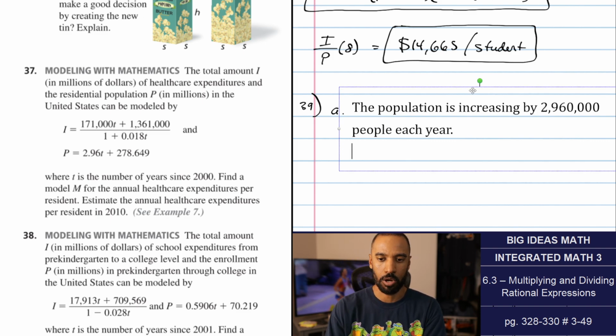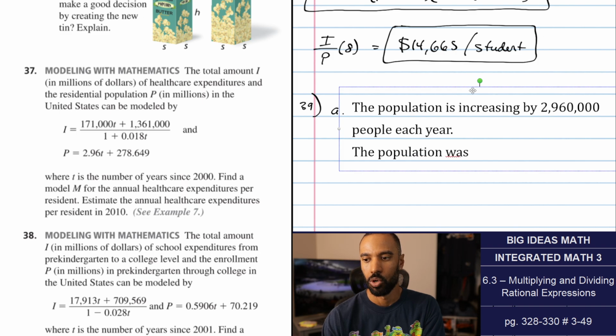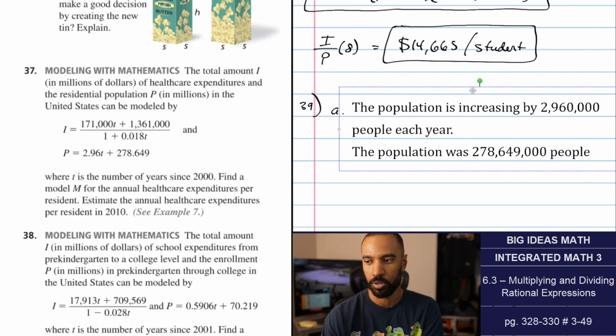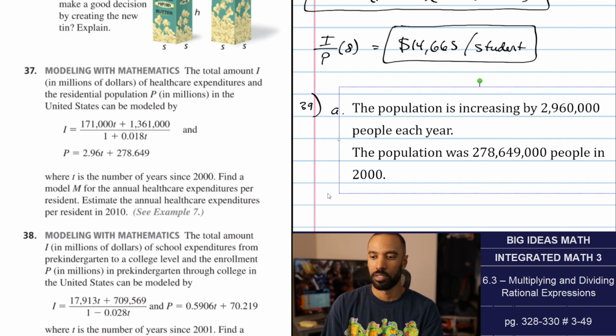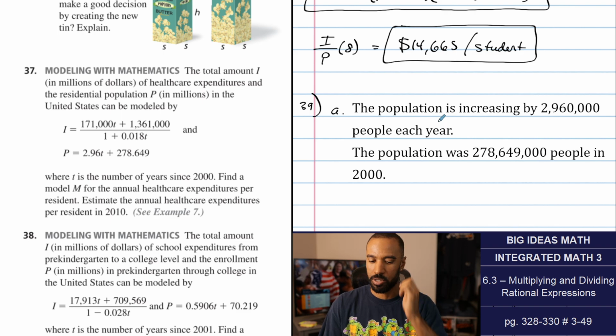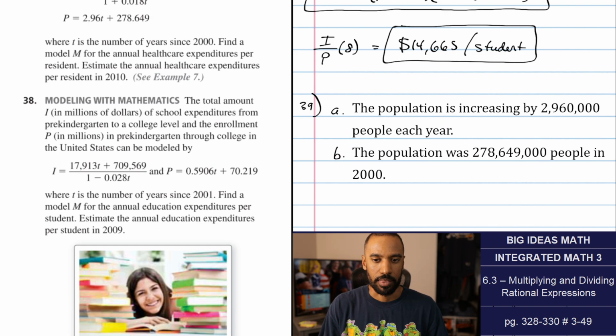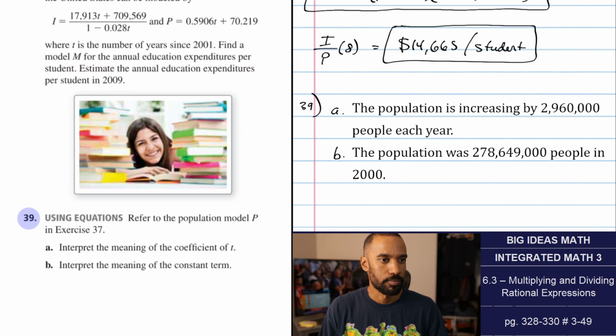So part B, I'll write in a second, the population was, this is million, 278,649,000 people in the year 2000. That is part B. So that's the interpretation of both of them. That's the millions. Okay, is that it? I think so.